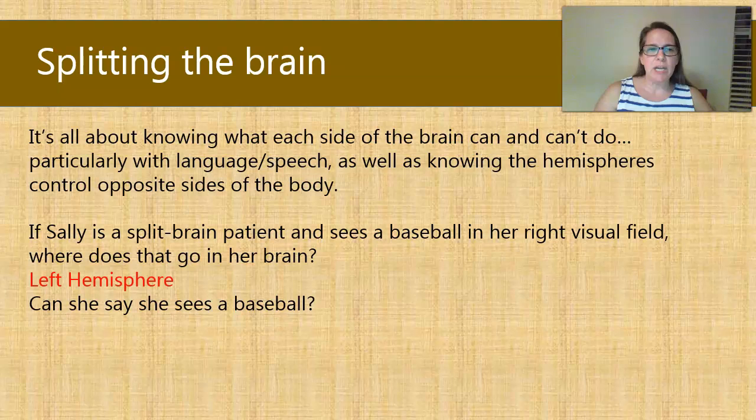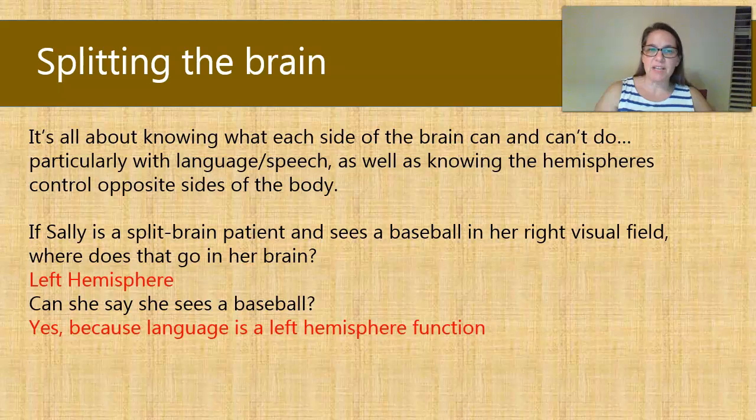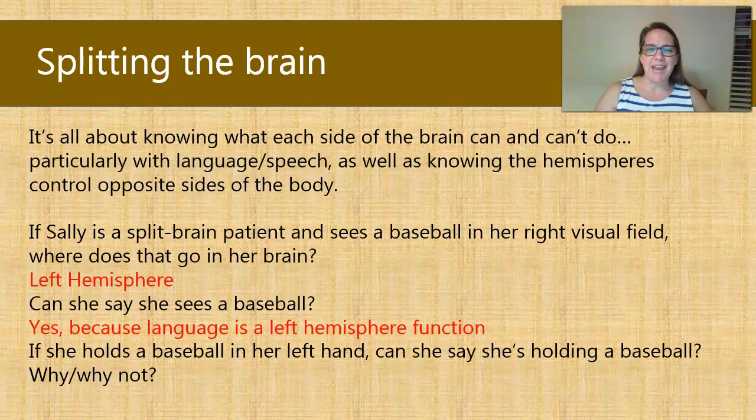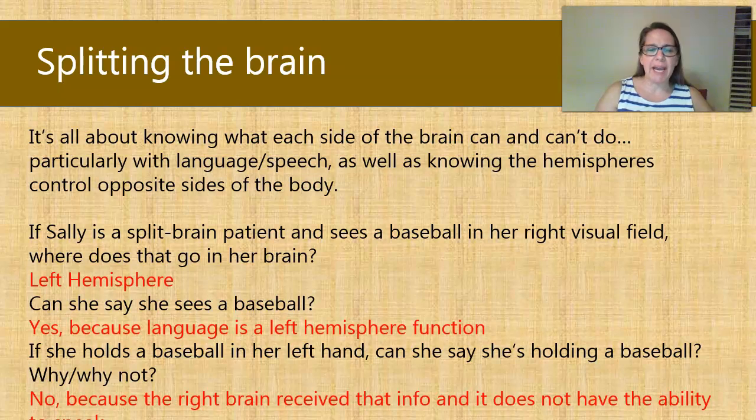So then, can she say she sees a baseball? Yes, because language is in our left hemisphere, and the image is in our left hemisphere, so she'll be able to tell us. If she holds a baseball in her left hand, can she say she's holding a baseball? Okay, why or why not? No, she cannot say she's holding the baseball because the right brain received the info, because she's holding it in her left hand, and the right brain doesn't have the ability to speak.